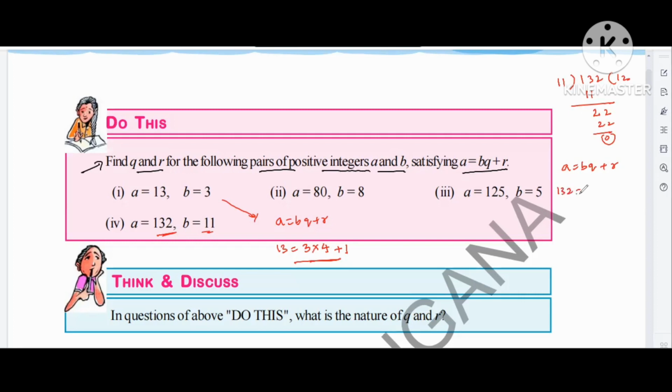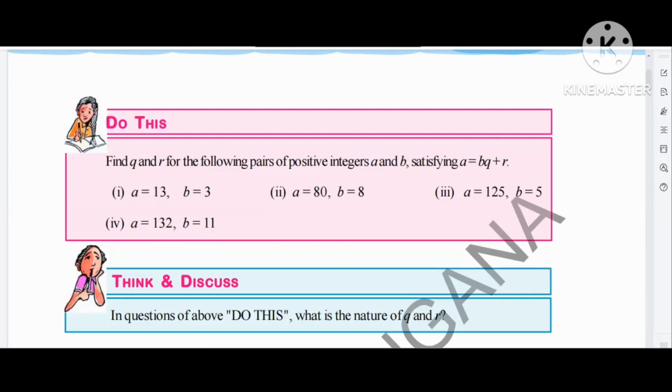132 equal to divisor 11, quotient 12, remainder 0. When there are bigger numbers, you can do this one in the rough work and you can write the statement. Okay, so that's the thing. Now let us conclude the division algorithm and the remainder property.